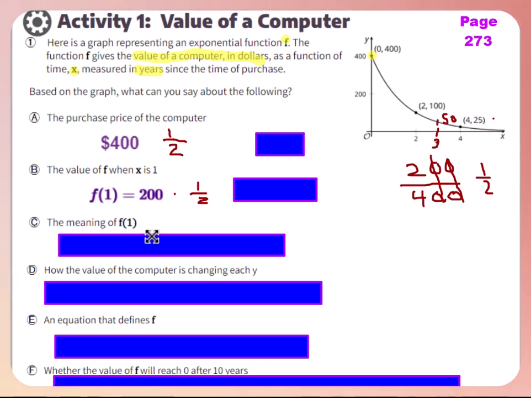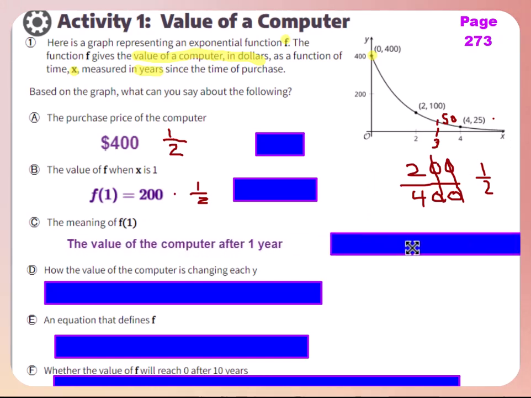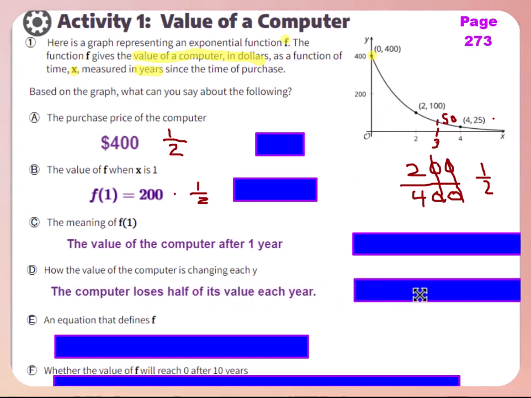All right, what is the meaning of f of 1? This is the value of the computer after 1 year. Remember, input is our x, and input is always time. How does the value of the computer change in each year? So we're looking at the y-axis right here. Let's understand what that question is asking. Okay, if we look at each year, we move up an increment of 1. It's losing half of its value each year. You could also say it's keeping half of its value each year.